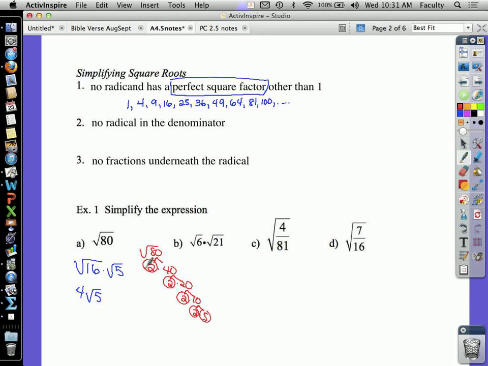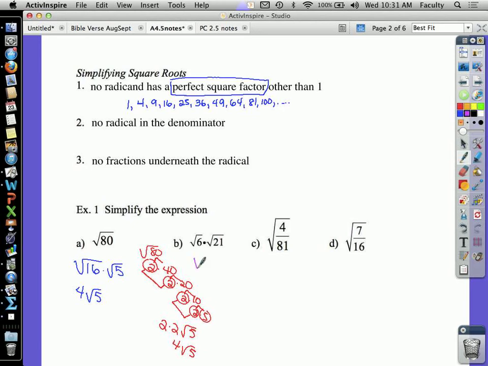And here's what another teacher has said: if you have a pair, they're buddies and they can go out. So I have a 2 that came out. I have another 2 that can come out. Well, 5's all alone, so 5 has to sit at home, and it has to sit at home under the radical. So it's 4 radical 5. So pairs can go out because they have a friend, they have a little buddy. And if there's a lone number, it stays underneath the radical like that. So you choose. I don't care which method you use. You use whatever makes sense to you.